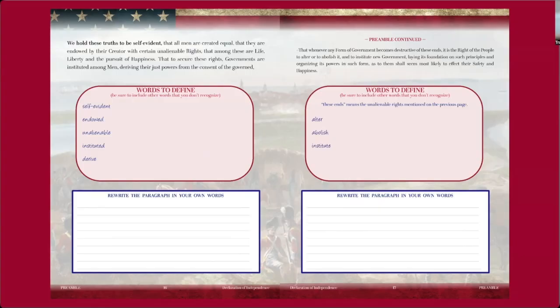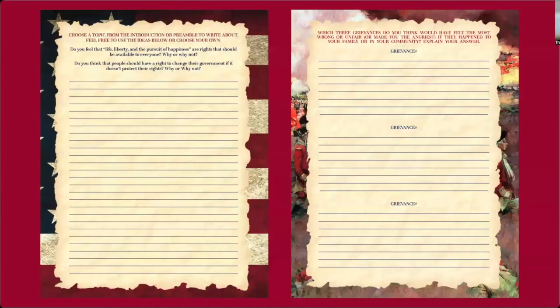This is what a typical page spread looks like. I have the text broken into smaller pieces. For Workbook 1, I included words for them to define and then space for them to rewrite just that little part in their own words. And every once in a while, I'll ask a few questions to make them dig deeper.